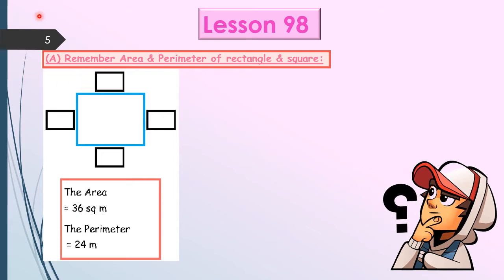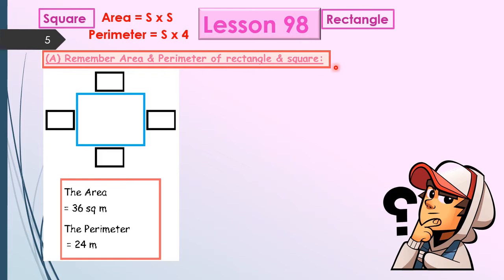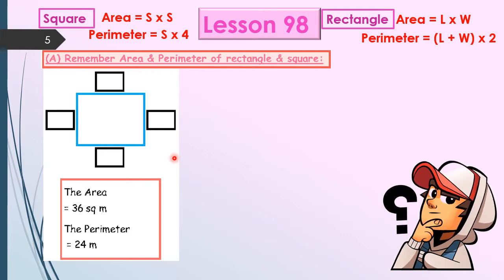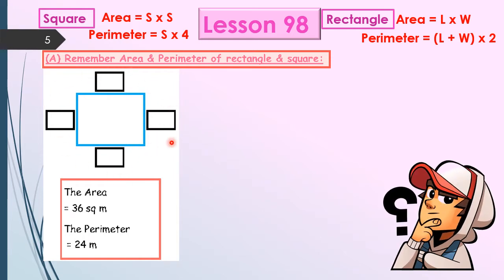Another exercise. Let's check our notes. Square area side by side and perimeter side by 4. Rectangle area will be length by width, and perimeter will be length plus width by 2. Here we have a new problem. It needs from you more guessing, more hypothesis. Here we have a square or a rectangle, I don't know. We have missing sides here. But he gives me area 36 square meters, perimeter 24 meters.